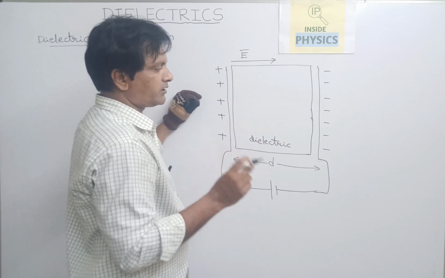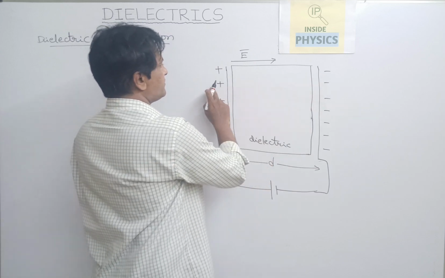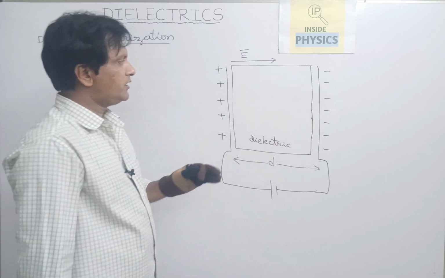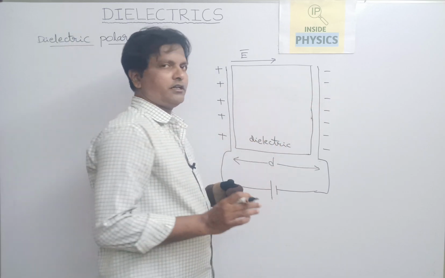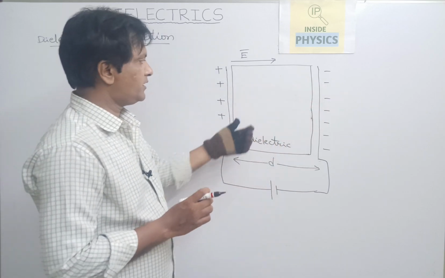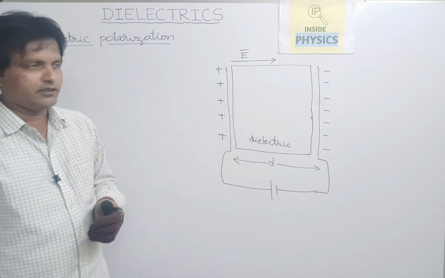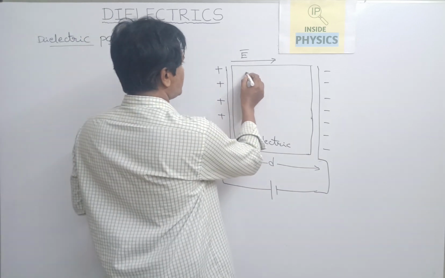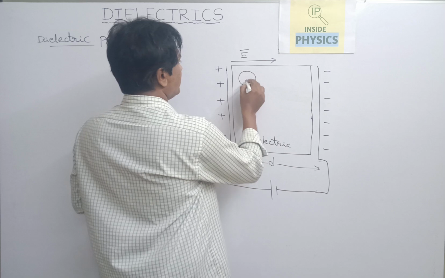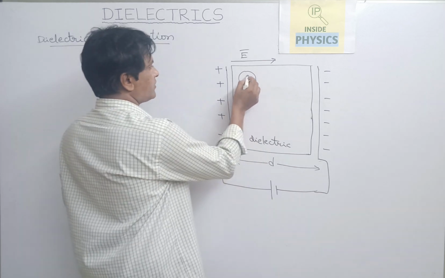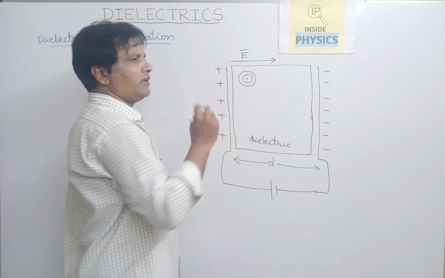So how is the external electric field, which is from positive to negative, affecting the atoms or molecules present inside the dielectric material? If you observe, an atom is present here, say, with the nucleus and the electrons revolving in the orbits.